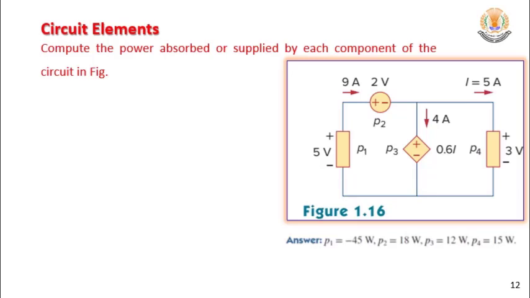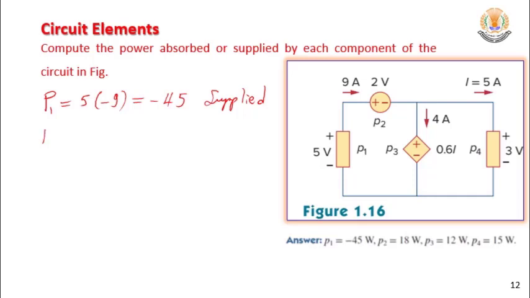So B1, look to the current. The 9 amp here leaves the positive. So the power will be positive or negative? Negative. So here you will have 5 times minus 9. So you will get minus 45. Minus means supplied.